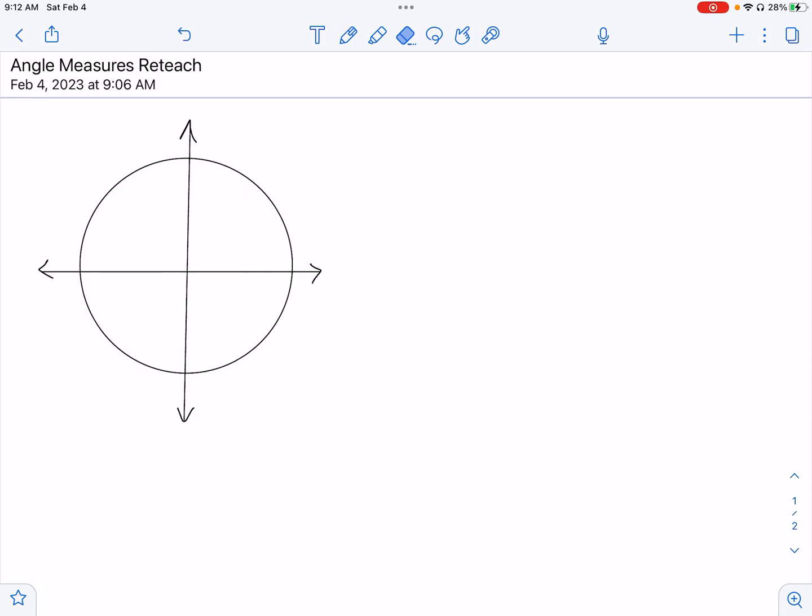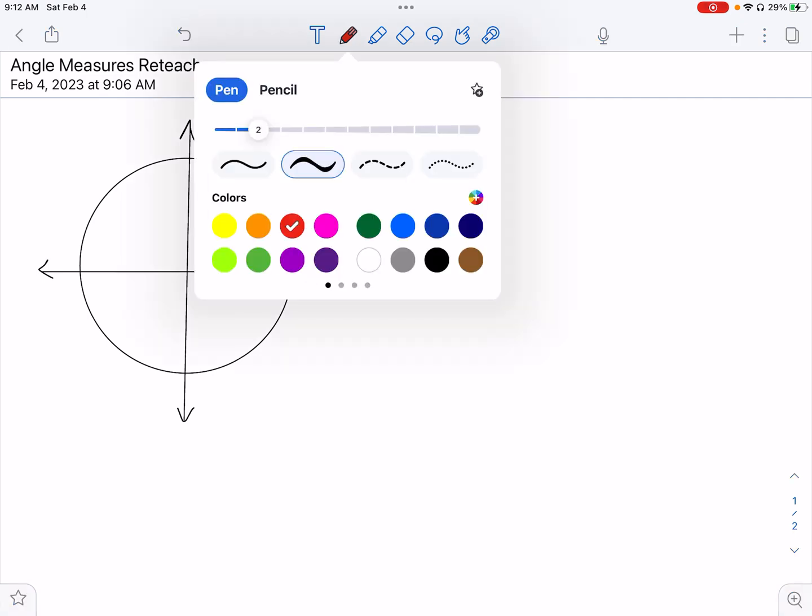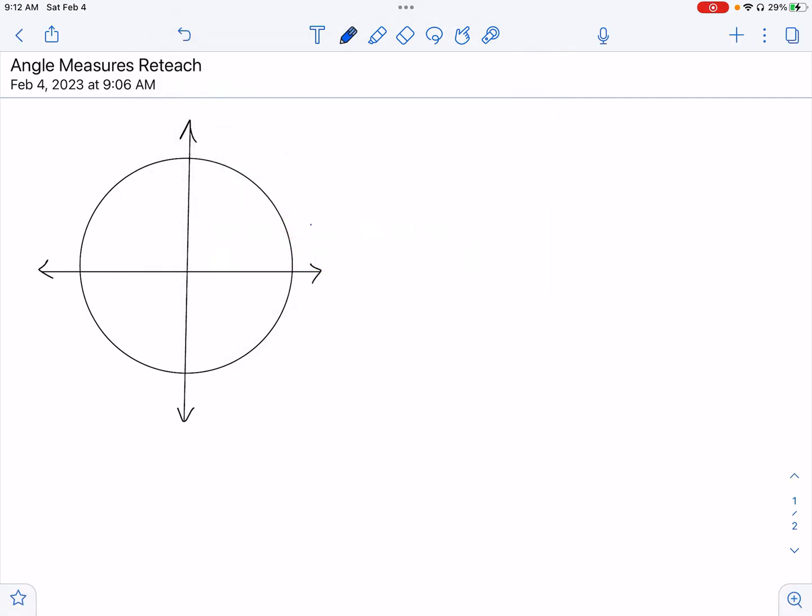Hi guys, I wanted to do a quick video reteach on angle measures. I know we're going to be using them a lot this week, and it seems like there were some issues with a couple things. First of all, when you look at any coordinate plane, this is quadrant 1, this is quadrant 2, this is quadrant 3, and this is quadrant 4. I think that caused some of you problems.